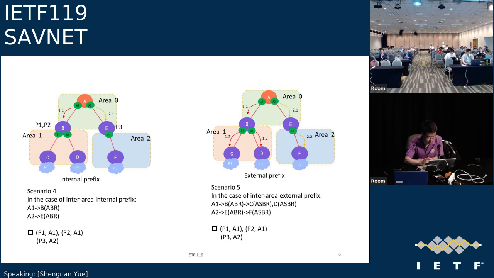In the case of inter-area, the internal source prefix is advertised by the ABR, and the external prefix is advertised by the ASBR. For example, P1 and P2 are advertised by ABR node B. When it traverses to an ABR or ASBR node, the nodes can know the prefixes. Next slide.